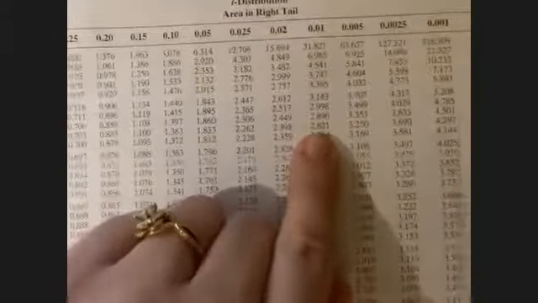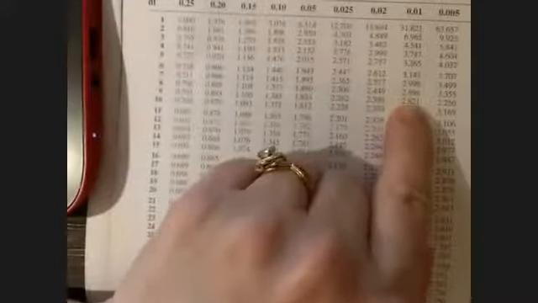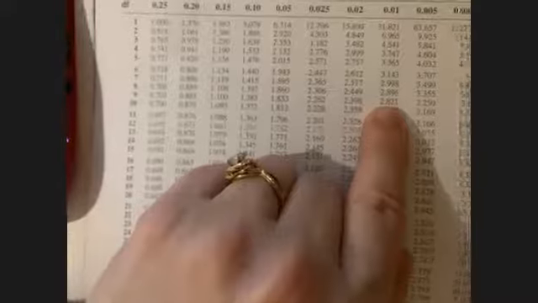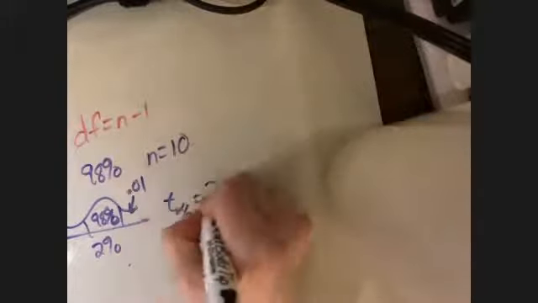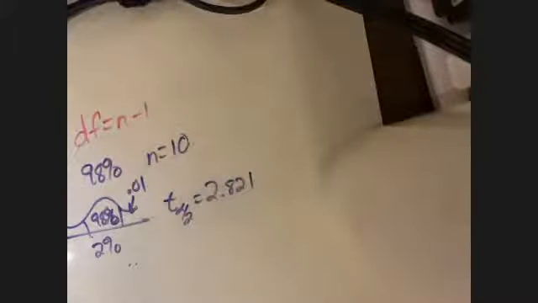So here we are again. Let me bring this in. So here is our 0.01 column. Our sample size was 10, so we subtract 1 for degrees of freedom. That means we're going to go to line 9. There's line 9. Coming across, we are at 2.821. So again, 2.821. So our T sub alpha over 2 is 2.821 for that value.